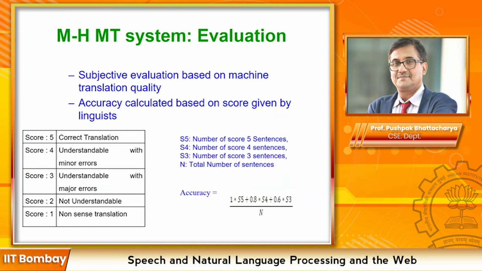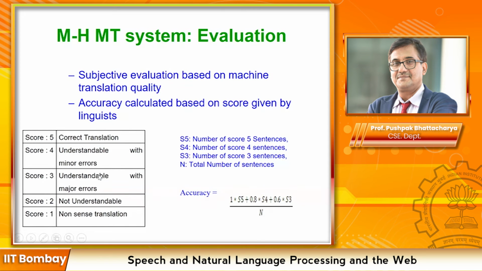So the Marathi-Hindi system was also evaluated. Now evaluation itself is also a big task in machine translation. Typically, human manual evaluation has 5 levels. Score of 5: correct translation. Score of 4: understandable with minor errors. Score of 3: understandable with major errors. Score of 2: not understandable. Score of 1: completely nonsense translation.